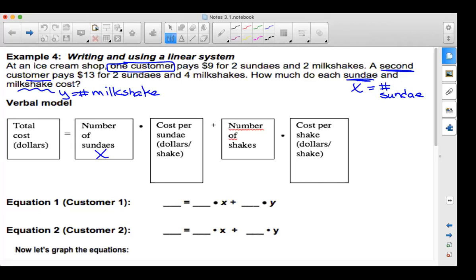Actually, I guess it's not the number of sundaes, but it's the cost. We're trying to figure out the cost. My fault. I'm going to put dollars with milkshakes. They tell us how many sundaes we buy. My apologies. And then the dollars with the sundaes. So my cost is going to be X for sundaes. My cost is going to be Y for my milkshakes. How much do they cost?